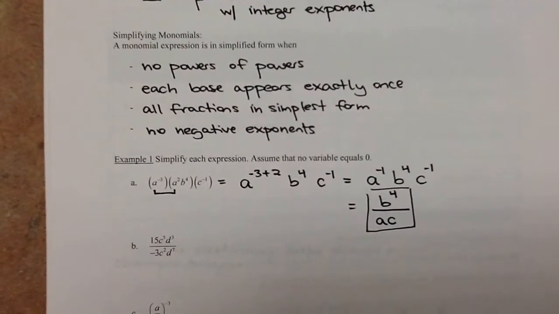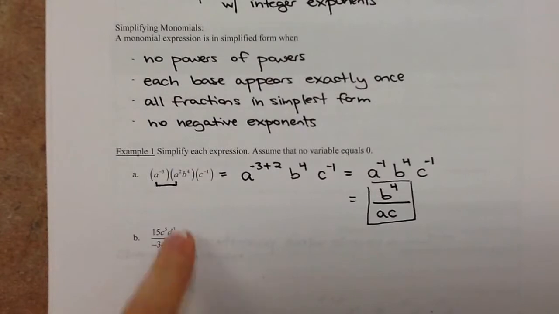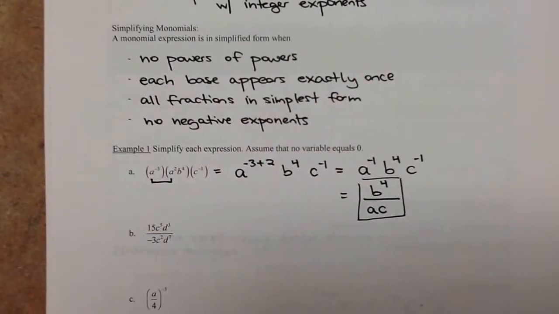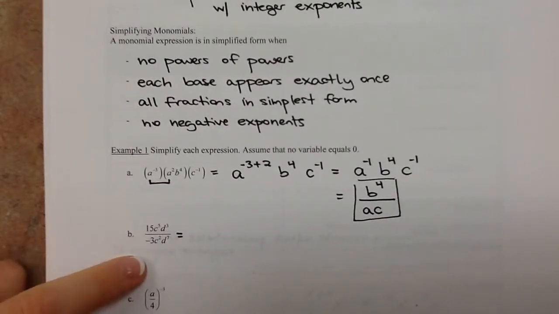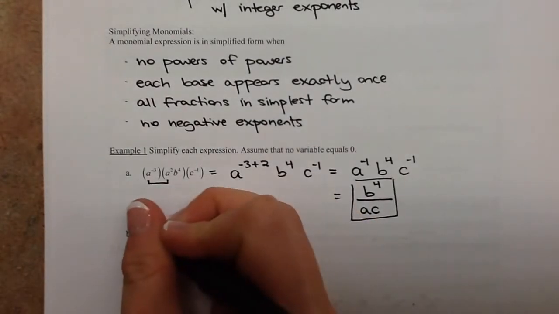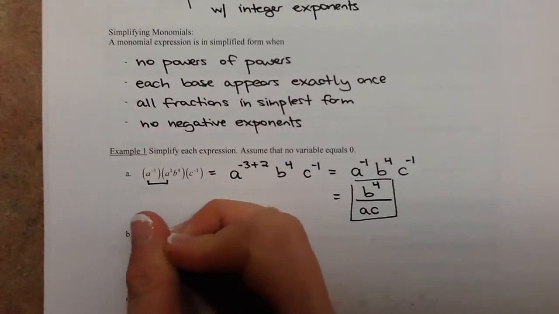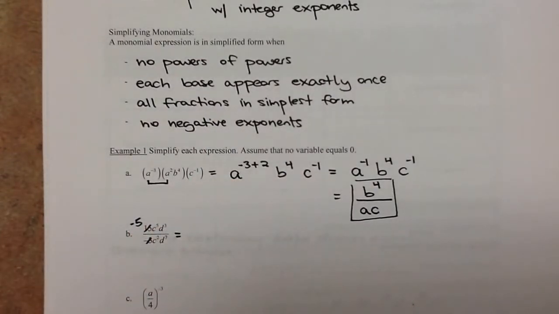Okay, this one, let's do the same thing. No powers of powers, we don't have that. Each base appears exactly once. That's what we need to take care of here. So first thing is, with these numbers, I can reduce the 15 over -3. So if you divide them both by -3, here you're left with -5, and this cancels.